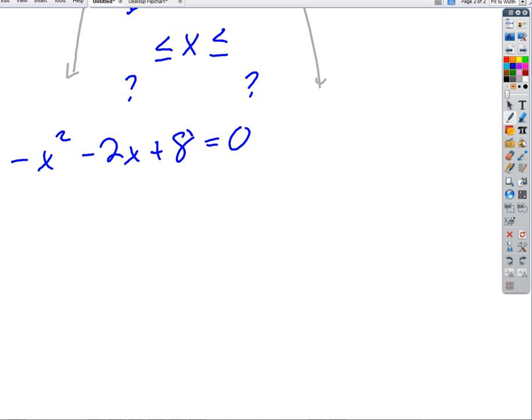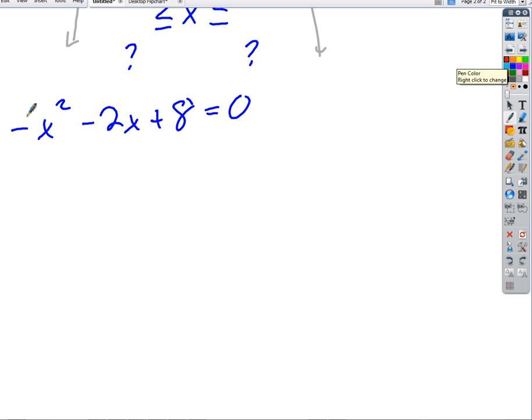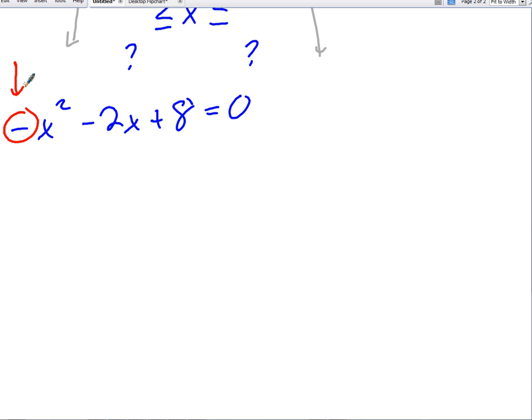I could use the quadratic formula, but either way, if I factor or use the quadratic formula, there's one trick I threw at you here. Do I want to have a negative number in front of x squared? Good. I don't want a negative number there, so I'm going to multiply both sides by -1 and change all the signs when I solve this. So this one becomes positive x squared, that one becomes positive 2x, and that one becomes minus 8.